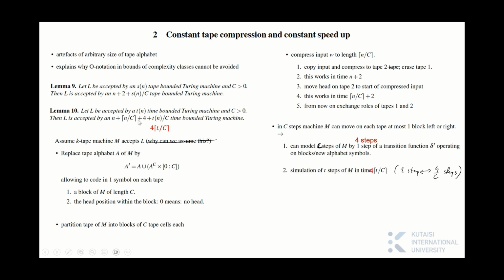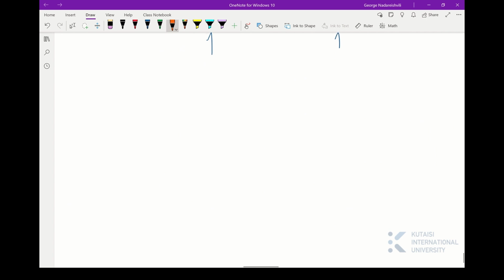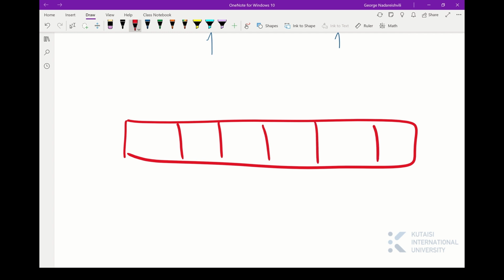And now the simulation process. The crucial point is that in the C steps that the old machine is making, it can only change 2 blocks, one to the left or one to the right. So for example here, let's say again I have 6, 3 and 3, and let's say I compress them like this. So I have 0, 1, 1, 1, 1, 0, and let's say instead of a number I indicate here my head, right? Then let's say in 3 steps, so here C is 3, right?